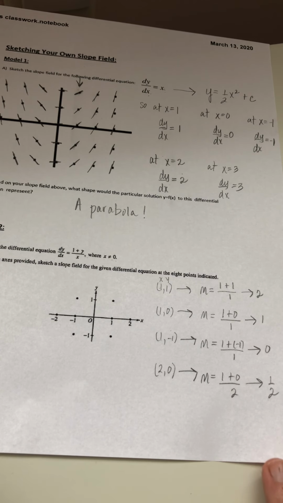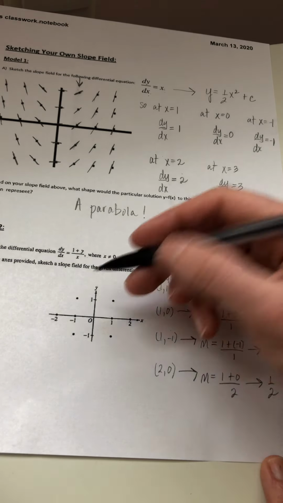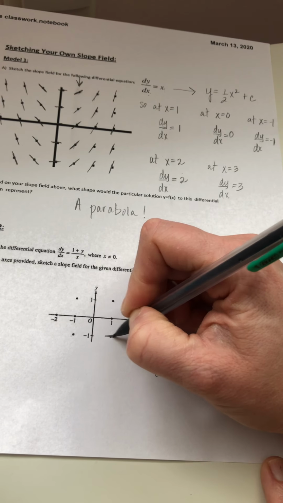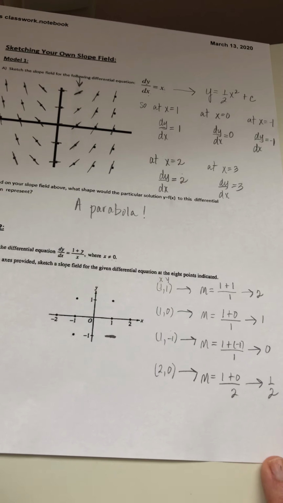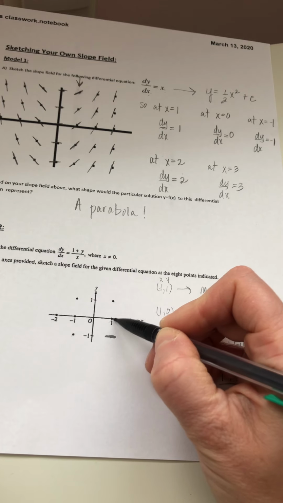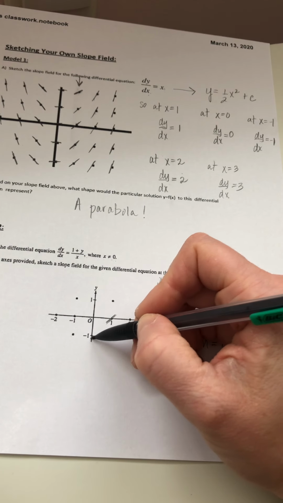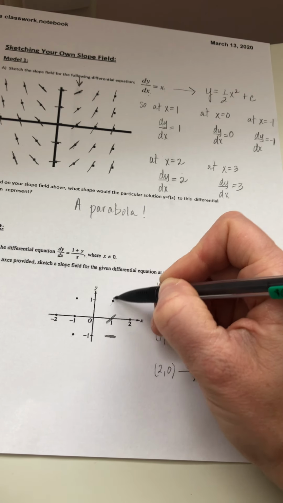So I'm going to go ahead and plot those 4 mini tangent lines. I'll start at 1, -1 actually. At 1, -1, I have a slope of 0, so I'll draw a tiny horizontal tangent line. At 1, 0, I have a slope of 1, so something like that. And at 1, 1, I have a slope of 2, so connect that.